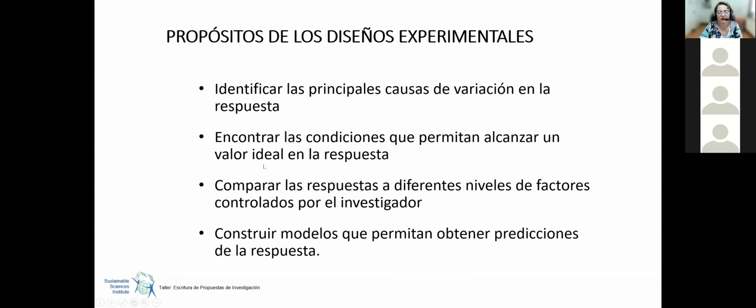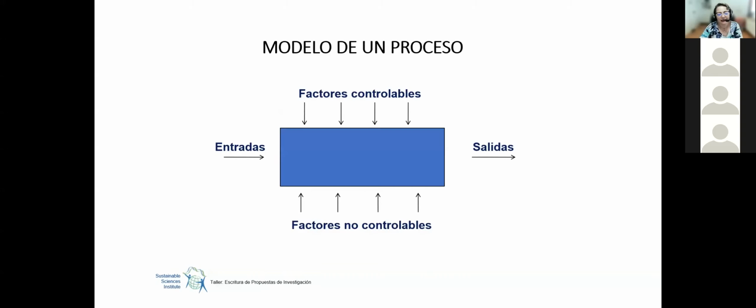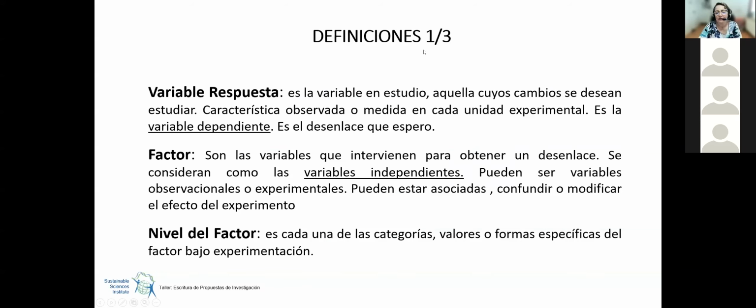I should find control conditions in an experiment so I can get the ideal pattern of the response that I'm assessing. And I have to compare these responses to the different levels of factors that I control. And I should build models that allow me to predict the response. So in an experimental process, I have factors that I can control and factors that I cannot control that can change this outcome. So what do I aspire to? To consider both the inputs and the controllable factors, and have information about the uncontrollable factors to be able to adjust the outcomes.